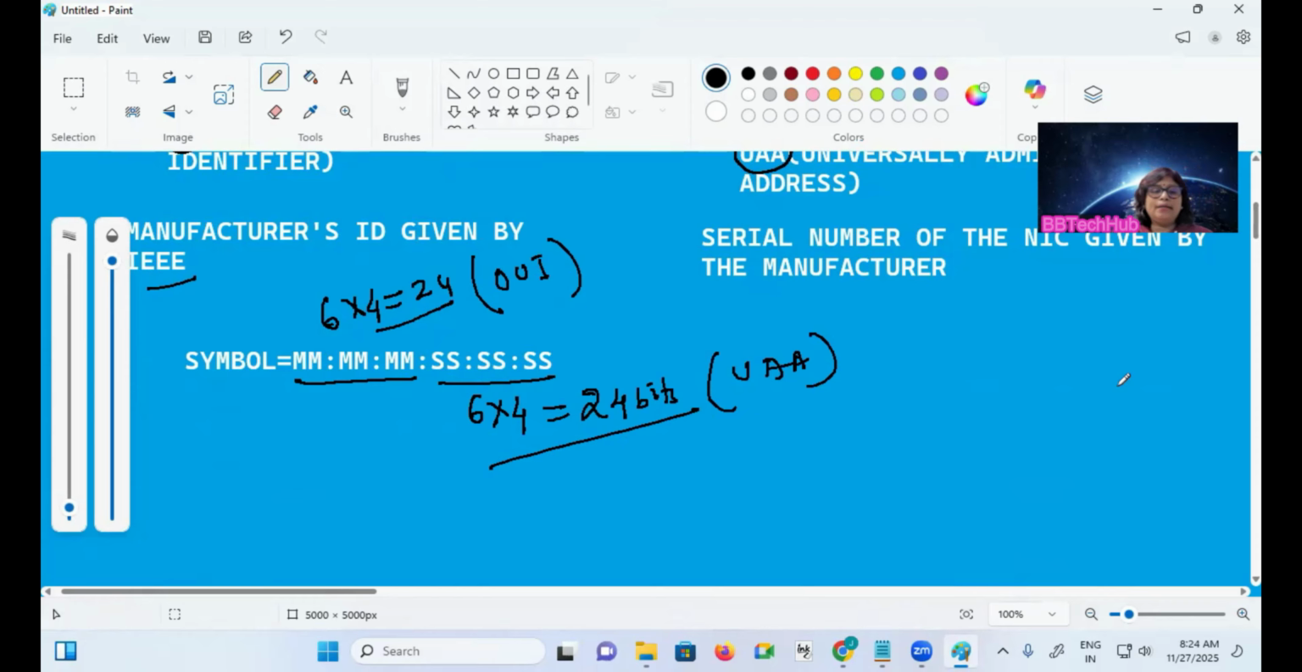So this MAC address is used for local communication. It is not used for routable addresses, that is, passing the traffic to the internet. It is used to restrict the communication within the local network.